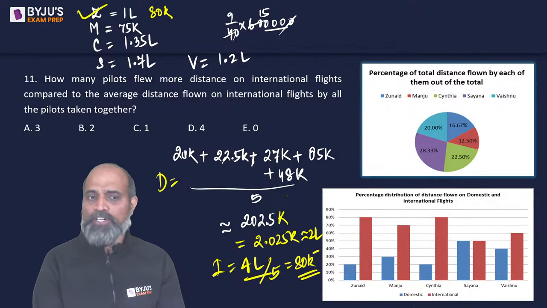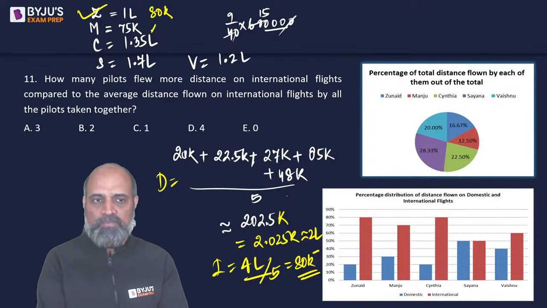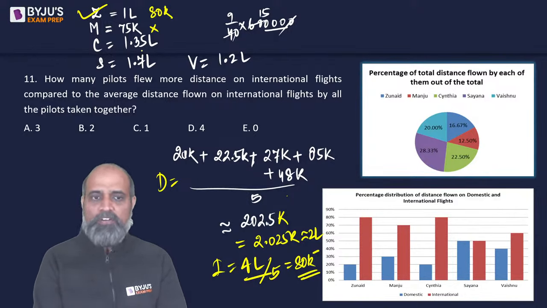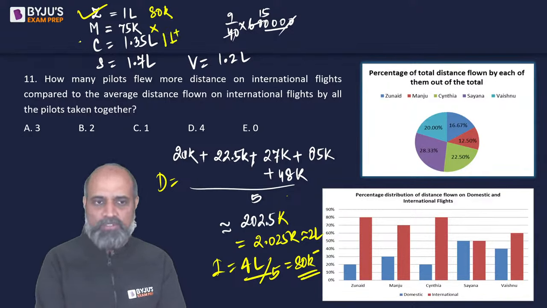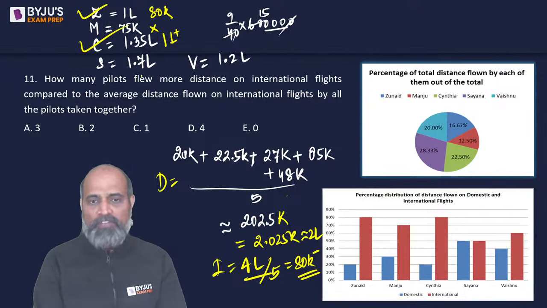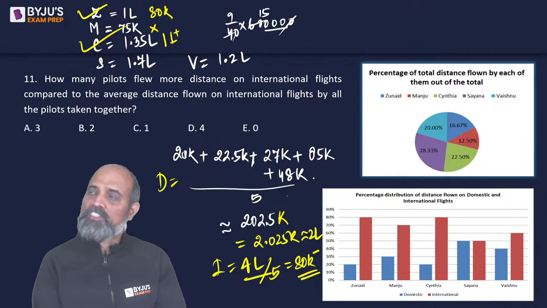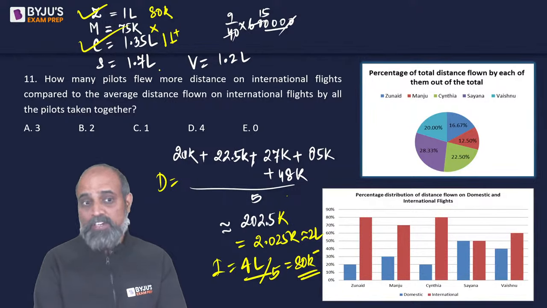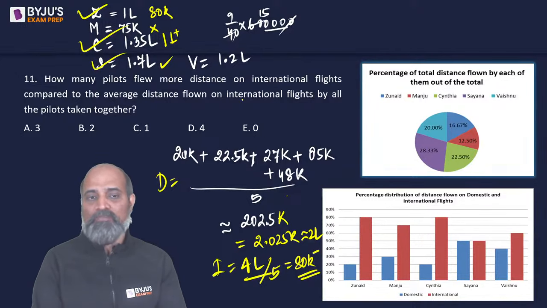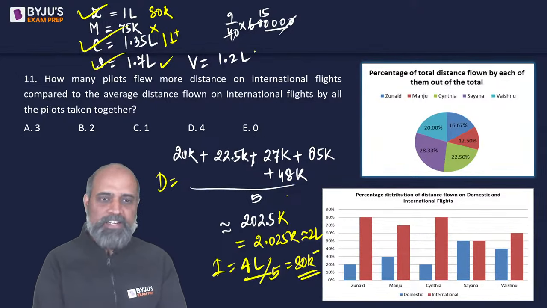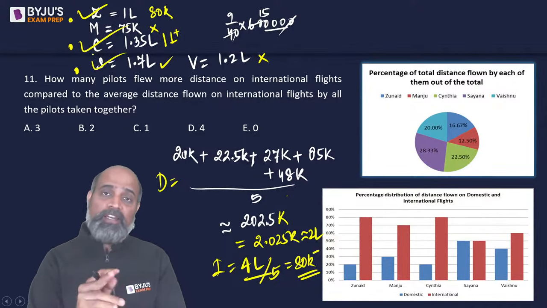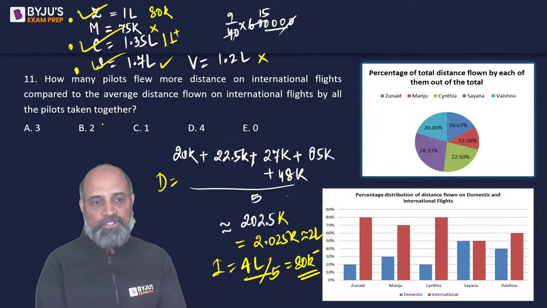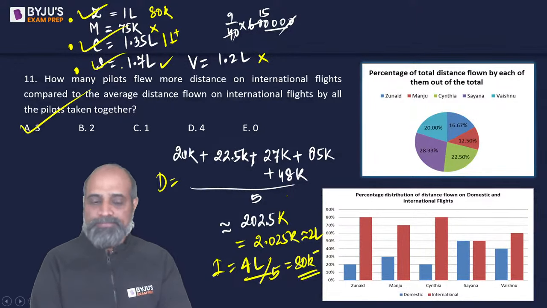Out of 75, 22.5 is this. तो ये तो मंजू तो नहीं है. सिंथिया का 1.35 है. This is more than 1, right? 1 लाख से ज़्यादा है तो this is the second person. 1.7 में से 85 माइनस कर दोगे तो this is 85 which is again more than 80,000 से कम. And 1.2 में if I subtract 48, this is less than 80,000, so this is not the guy. So there are 3 people who fly international flights more than the average of them. Option A.